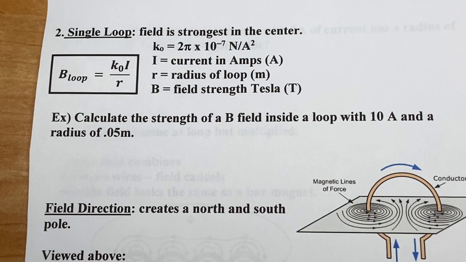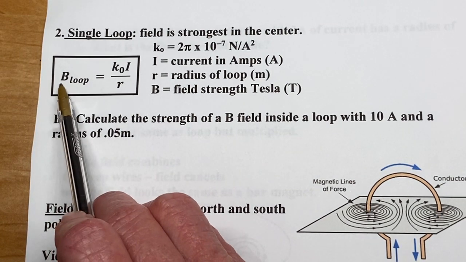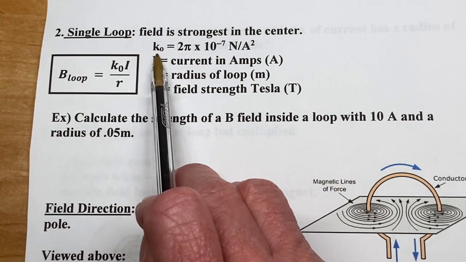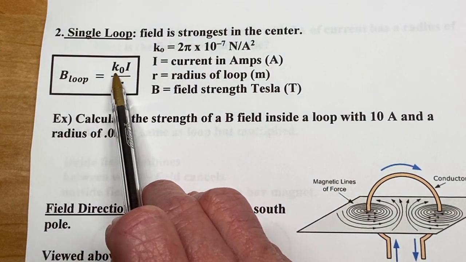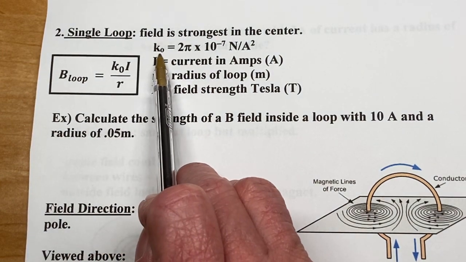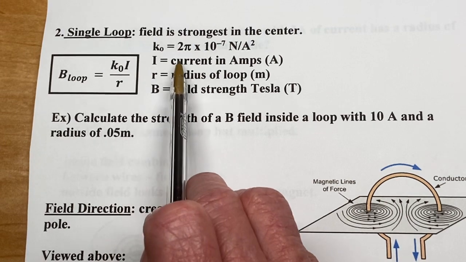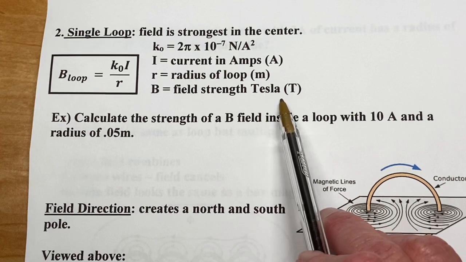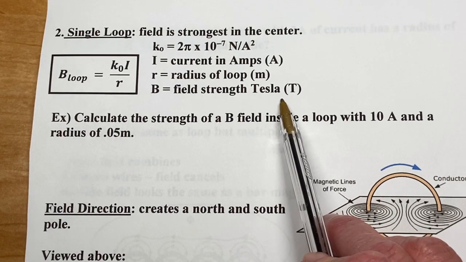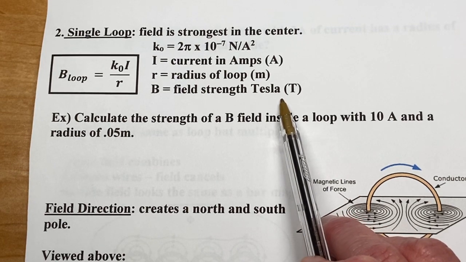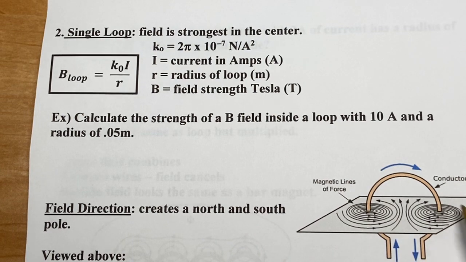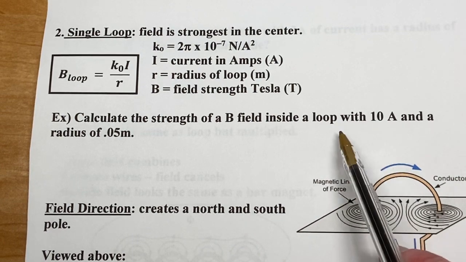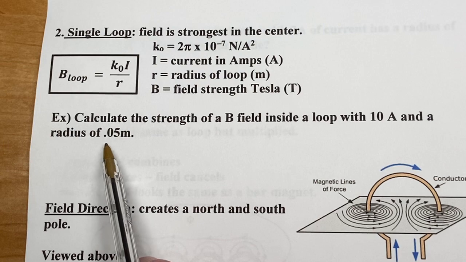You saw the compasses line up, you saw them move. All right, so let's start with the formula. The magnetic field of the loop is K sub 0, or K naught is what it's usually said, times the current divided by the radius of the loop, and the field again will be in Tesla. So if I'm going to calculate the strength of the magnetic field inside a loop, we're going to start with a single loop. I'm going to have 10 amps and a radius of 0.05.